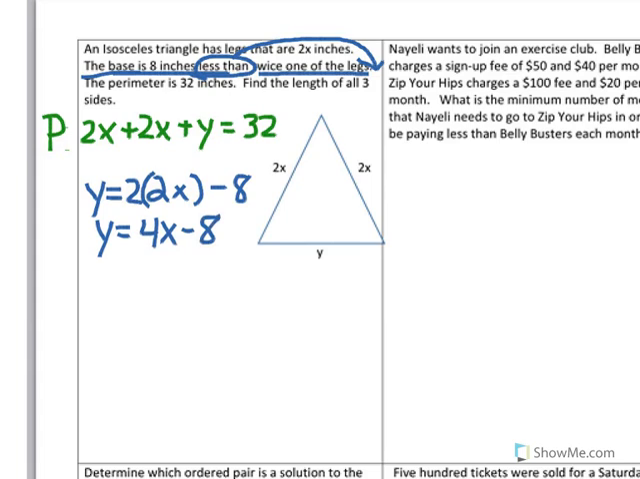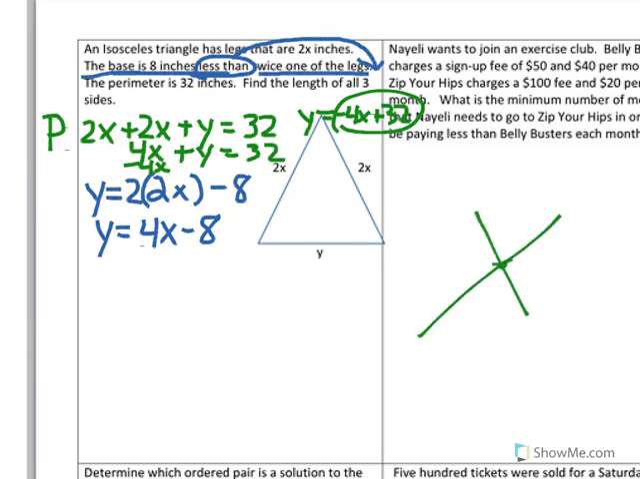Now, we need to solve this. So let's go back up here to the first equation. We have 4x plus y equals 32. So I am going to take this equation and I'm going to subtract 4x. So I get y equals negative 4x plus 32. Now that I have this and this, you could put this in your calculator and do second trace 5, enter, graph it, and find your intersection.